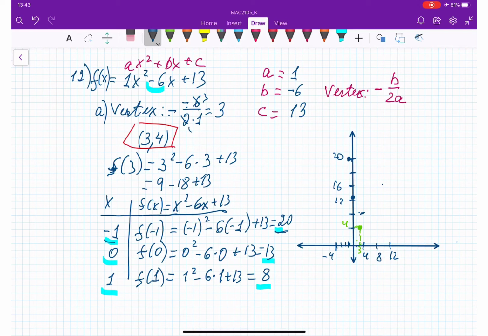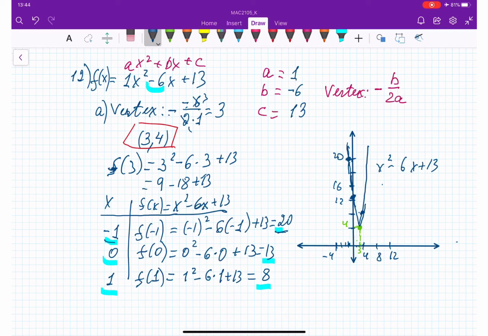Wish me good luck to draw this narrow graph. It's gonna go. Start from here, come through this point. There we go. And this is going to be our graph. 1 point, this 2 point, and that's 3 point. So we built our graph. This is x squared minus 6x plus 13. Okay.